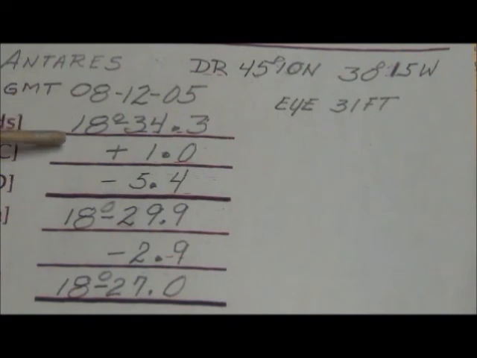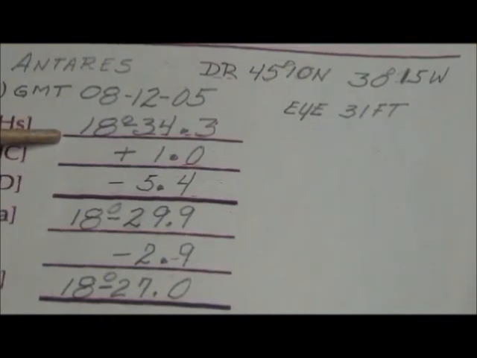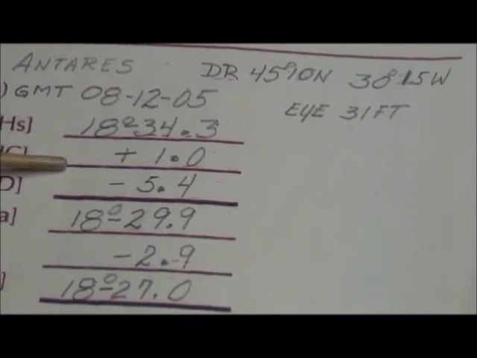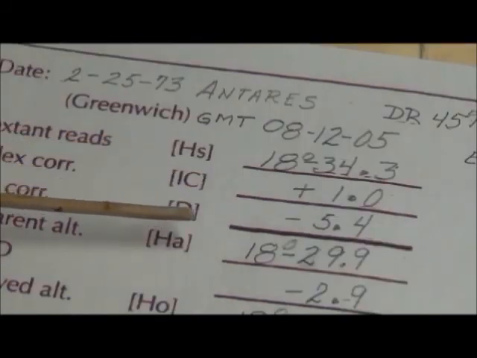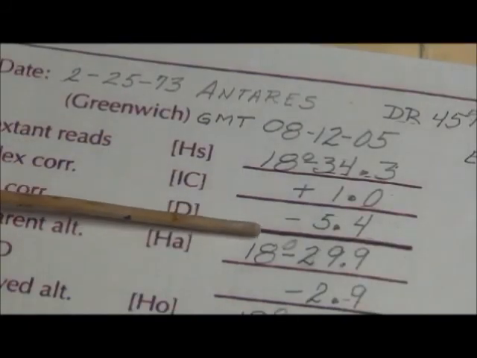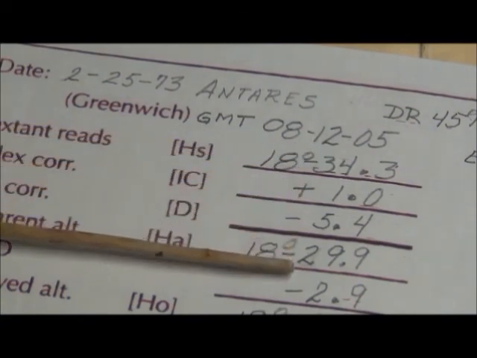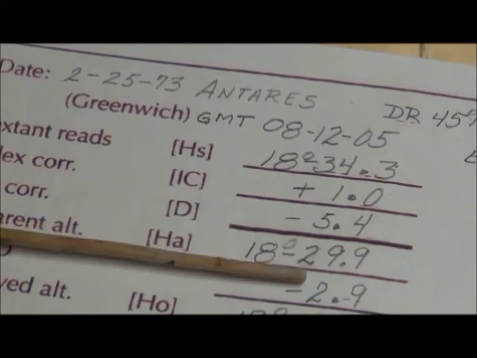You read the sextant and fill out this information. This is the raw sextant reading, 1834.3. Now you have to read the index correction and the dip correction in order to come up with an apparent altitude of the body.